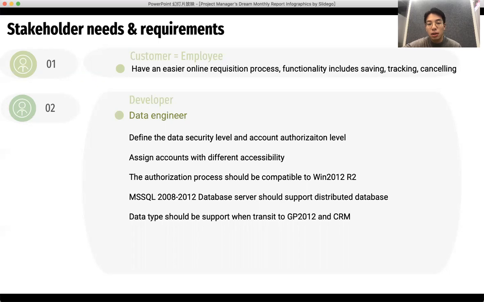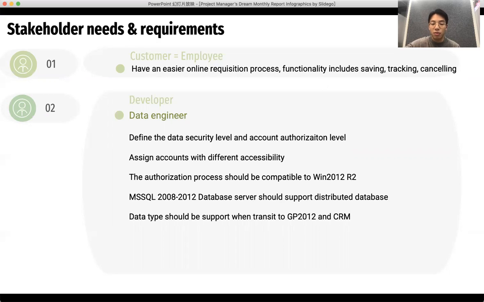As the customers, here the customer is an employee within Museum Victoria. For their needs, I think the chief need is to have an easier online requisition process. The functionality includes saving, tracking, and canceling. The next group of stakeholders is the developers. The first type of developers is the data engineer. They have to define the data security level and account authorization level.